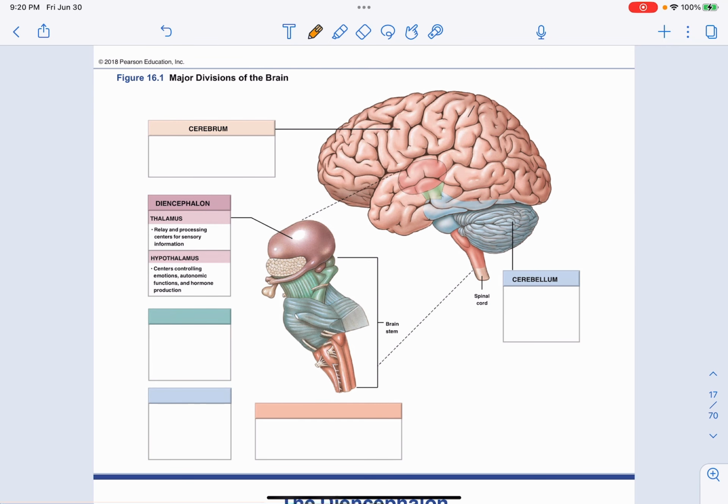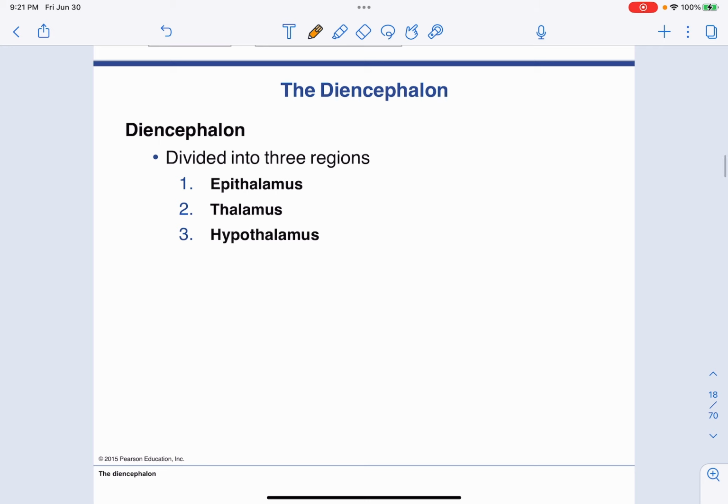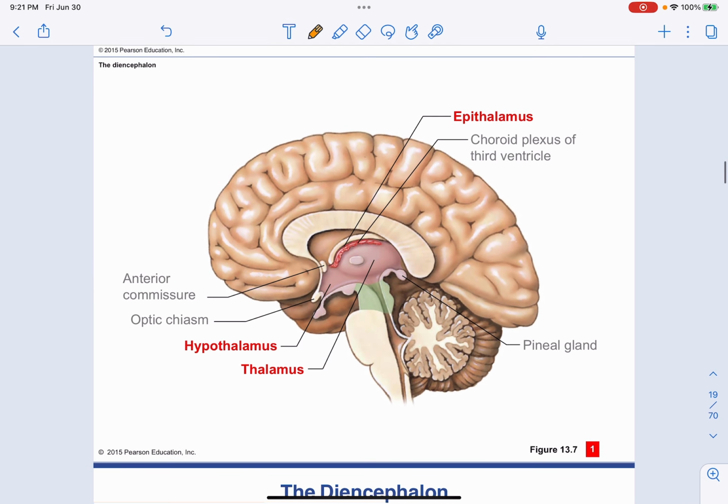All right, we're now going to move on to the diencephalon. The diencephalon has 3 regions. Only 2 of them are listed here: the thalamus, the hypothalamus, and something called the epithalamus. So I've written that out for you on this slide. Let's talk about each of those regions. Let me show you the structures of them first. This is a cross-sectional view through the brain, and you can see these 3 regions. Let me outline them for you.